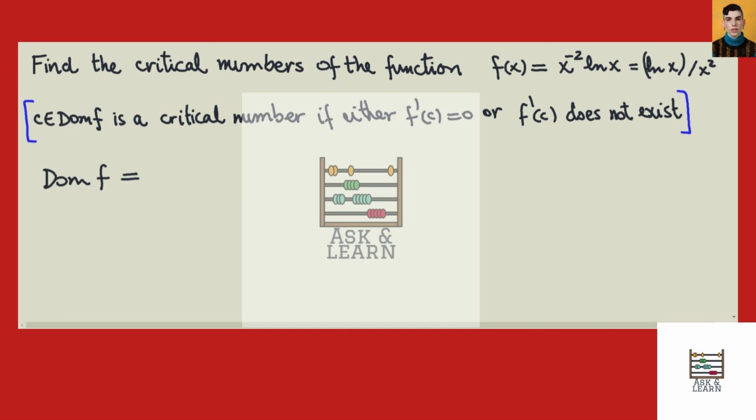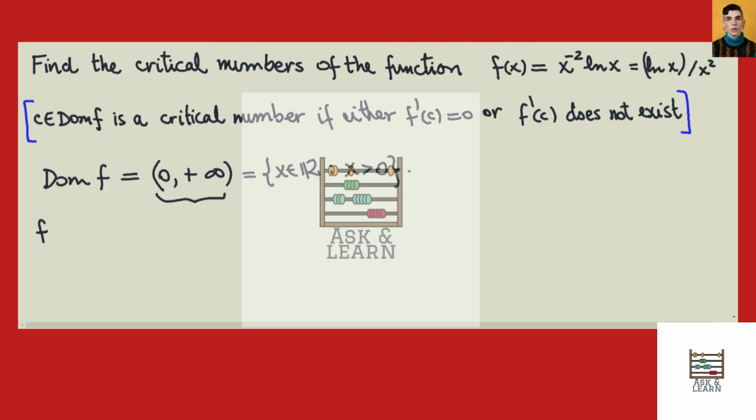So we can say that the domain is the interval 0 to plus infinity. That is, the real numbers such that x is positive. That's the domain. And it is in this interval where we look at the critical numbers. By definition, they are points or numbers in the domain of the function.